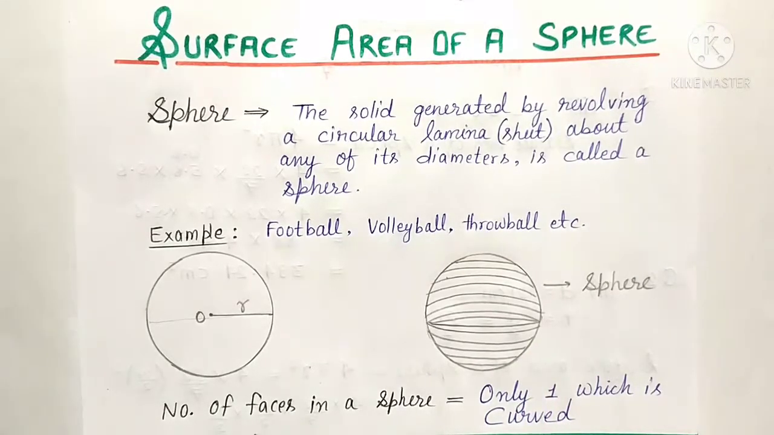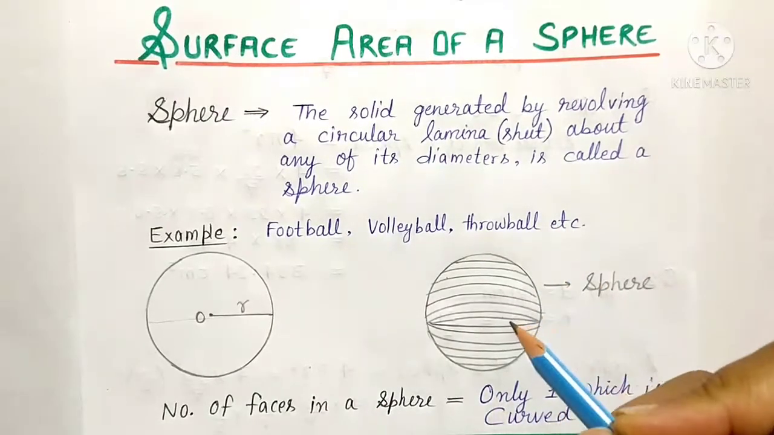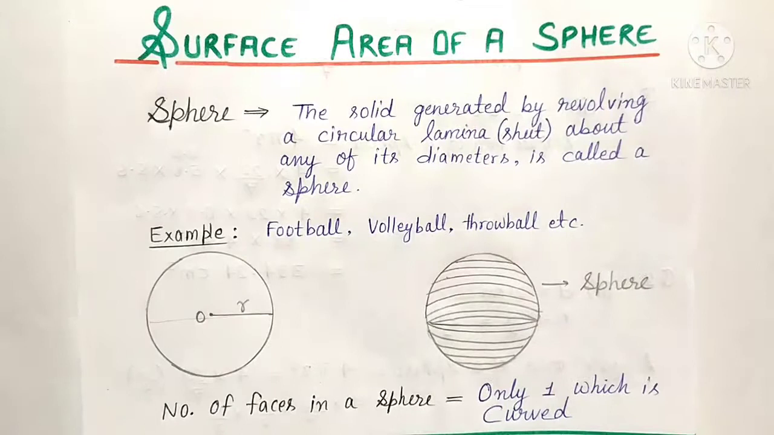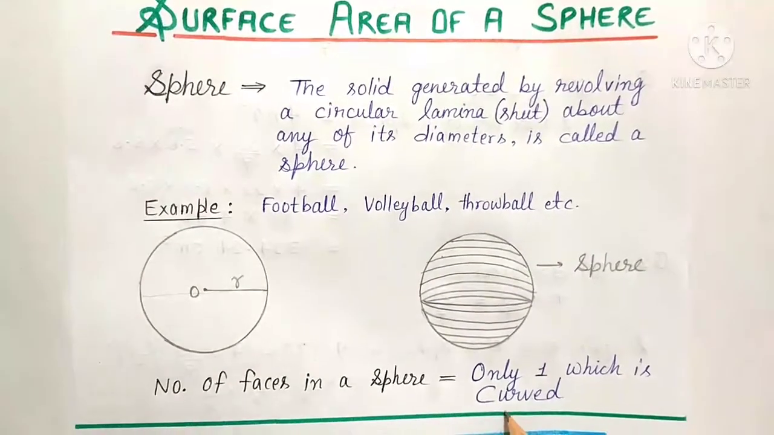Now, if I am asking how many faces are there in a sphere, what will you say? Is there any vertex? No, there is no vertex. Are there any edges? No, there are no edges. So if I check how many faces are there in the sphere, I can say only one face, which is also a curved face.